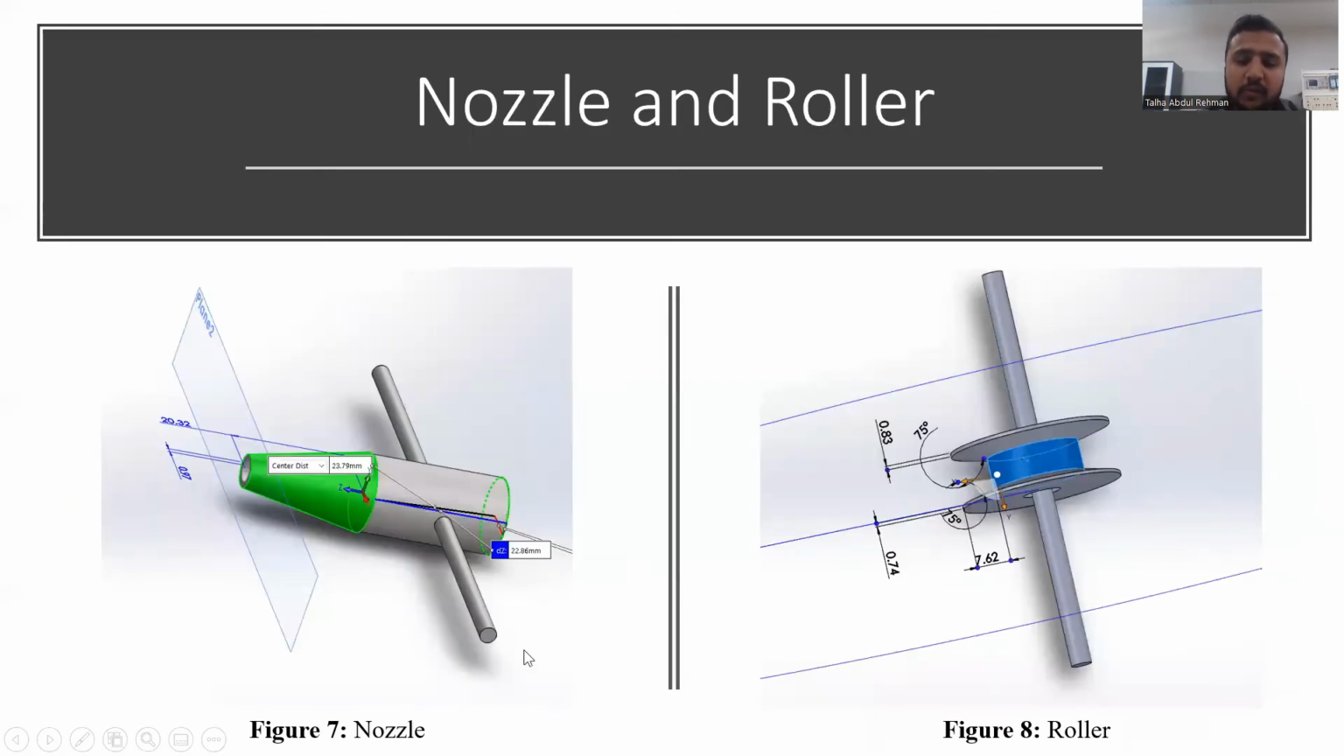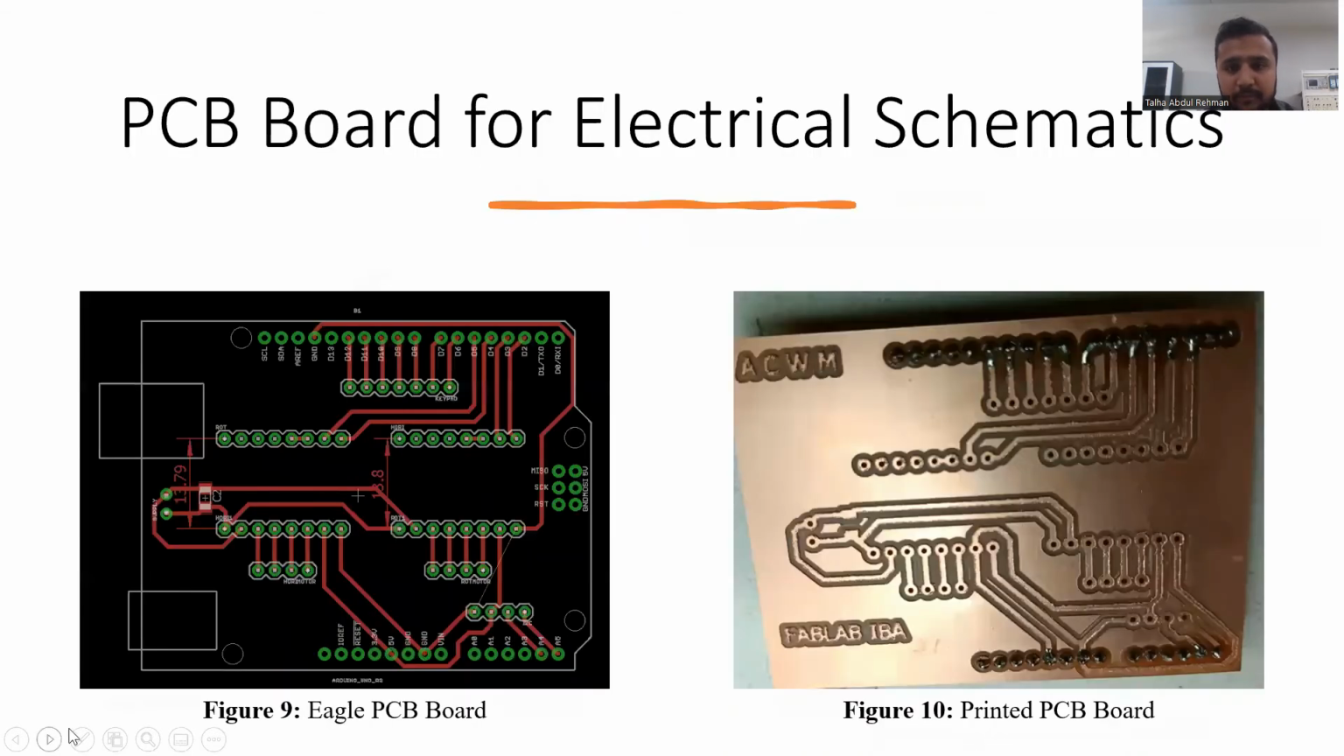Then these are the nozzle part and roller. The nozzle is used to bring out the wire and mount it on a bobbin. The roller is used to mount only one wire at a time. It will overcome the bundling problems of the wire.